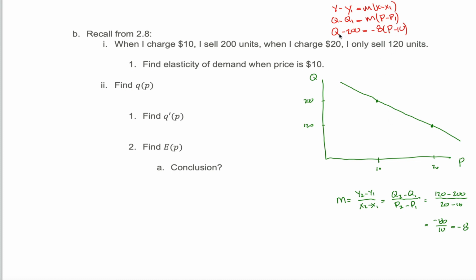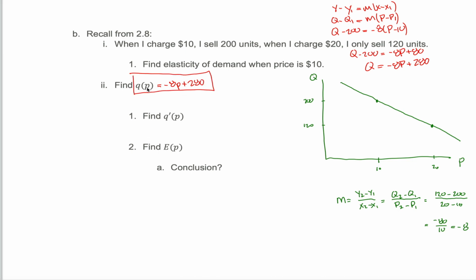We can solve this equation for q by maybe getting rid of the parentheses first. Q minus 200 equals negative 8p plus 80. And then adding 200 to both sides of the equation, q equals negative 8p plus 280. If we want to write this in function notation, we have q as a function of p. Q is equal to negative 8 times p plus 280.